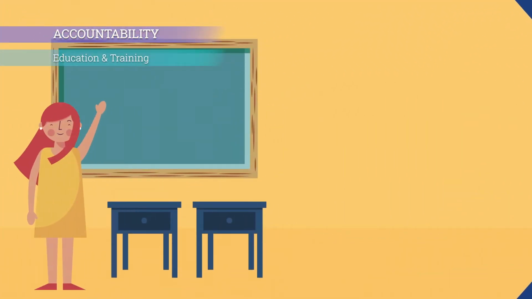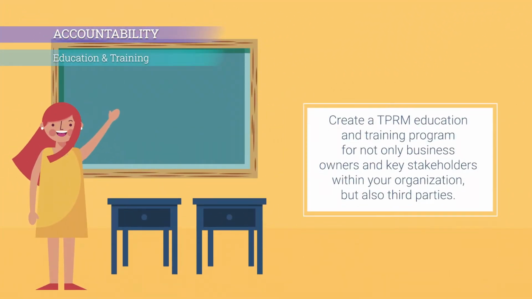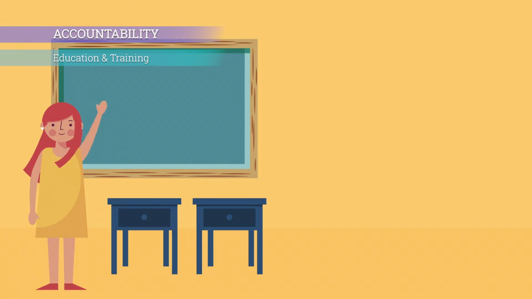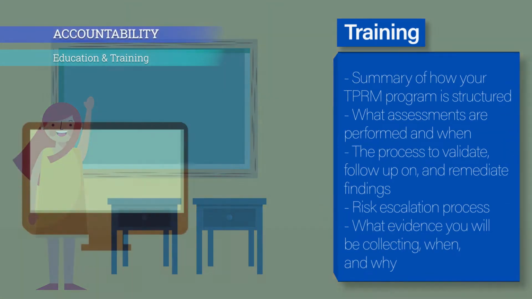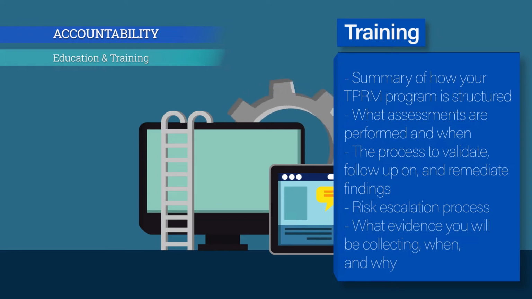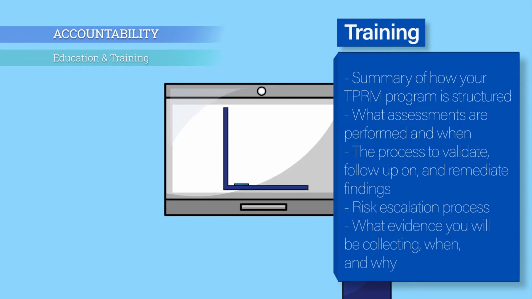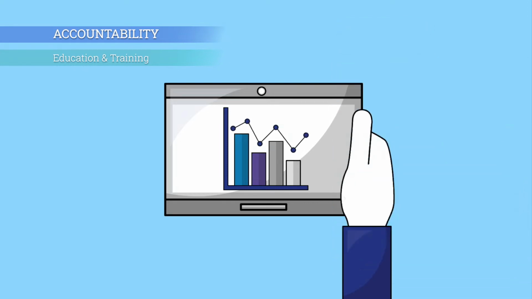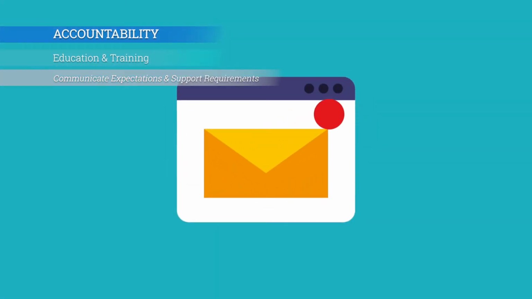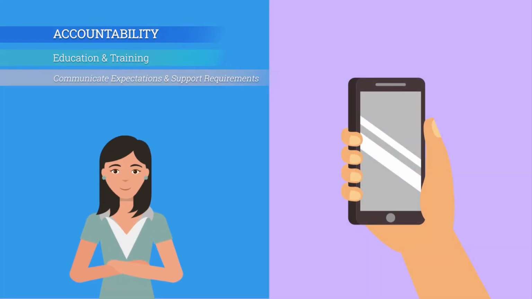Education and training. Create a TPRM education and training program for not only business owners and key stakeholders within your organization, but also third parties. Training may include a summary of how your TPRM program is structured, what assessments are performed and when, the process to validate, follow up on, and remediate findings, and the risk escalation process, as well as what evidence you will be collecting, when, and why. It's also important to communicate business owner and third-party expectations and support requirements. For example, just knowing what the escalation process is can make your third parties more aware of repercussions that could happen should they not listen.